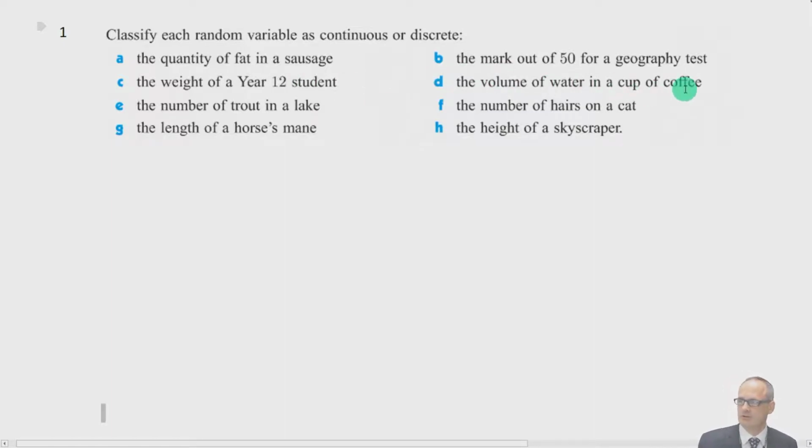Volume of water in a cup of coffee, volume is again another thing you measure, so therefore it's a continuous random variable. The number of trout in a lake, you're counting, discrete random variable. Number of hairs on a cat, counting, although a very large number, still discrete. The length of a horse's mane, you measure that, so it's a continuous random variable. Height of a skyscraper, again, is another measurement.